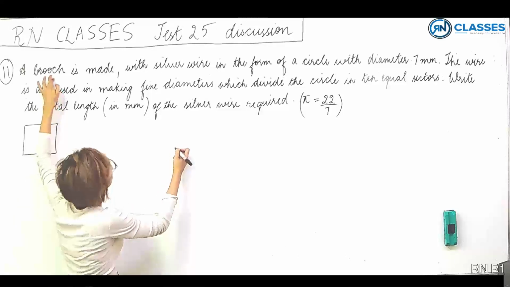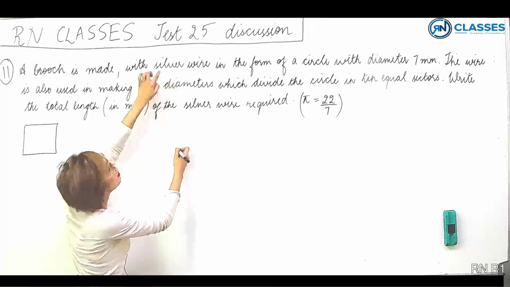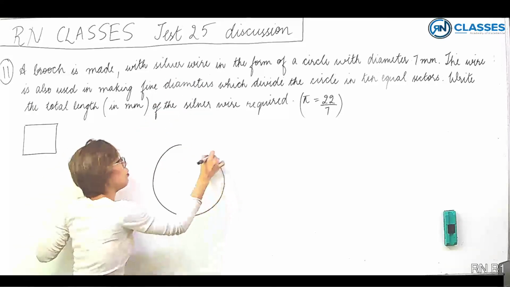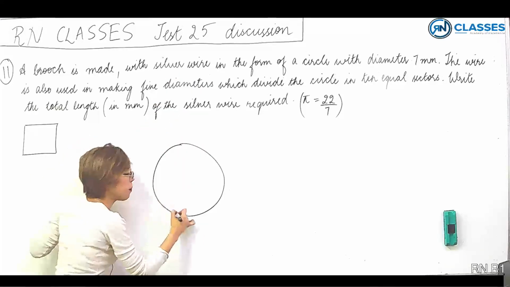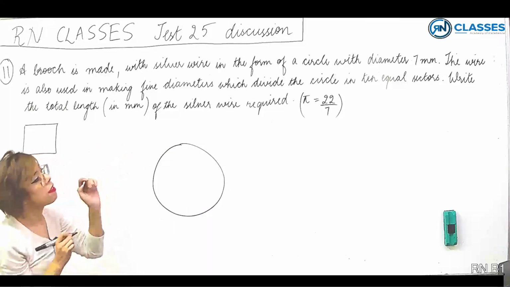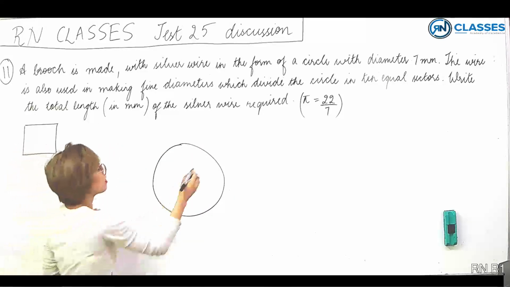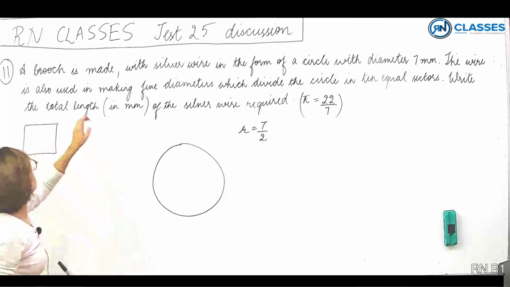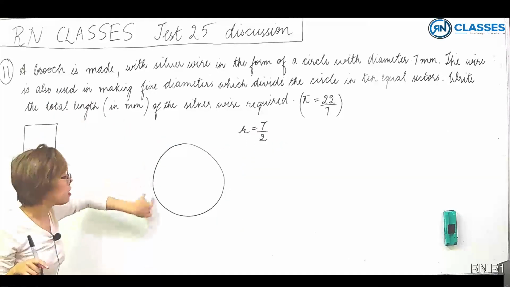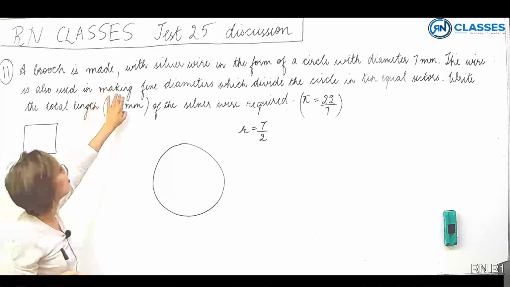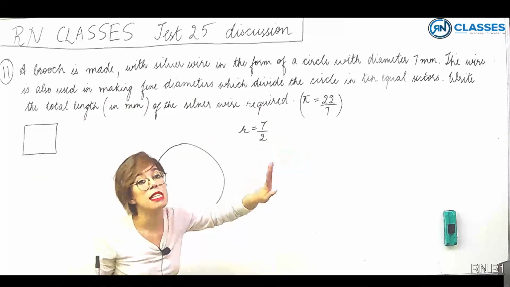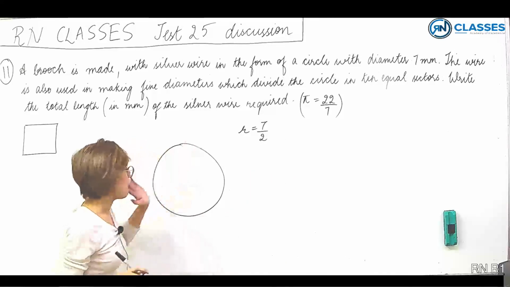So this is in the form of a silver wire. It is made with silver wire in the form of a circle. So obviously the silver wire is here. Diameter is given, that means radius is given. Radius is 7 by 2 millimeter, of course. The same silver wire is also used to make 5 diameters dividing the circle in 10 equal sectors. So I need to make 5 diameters.